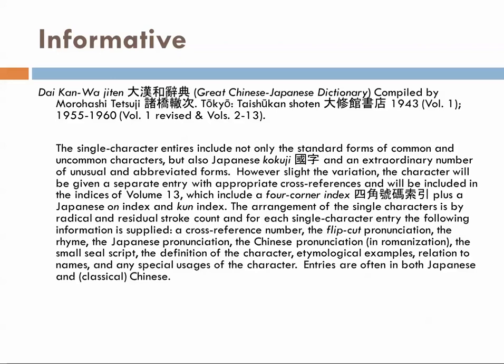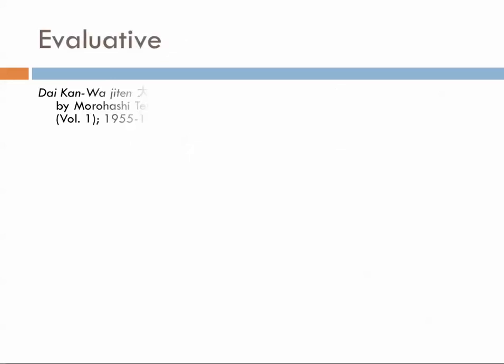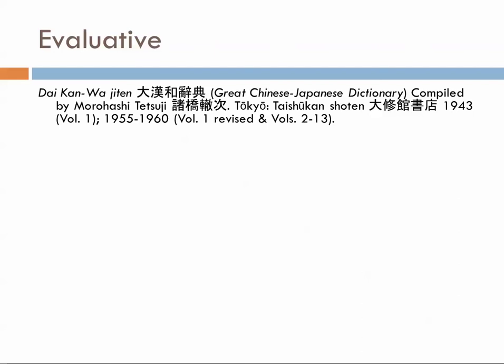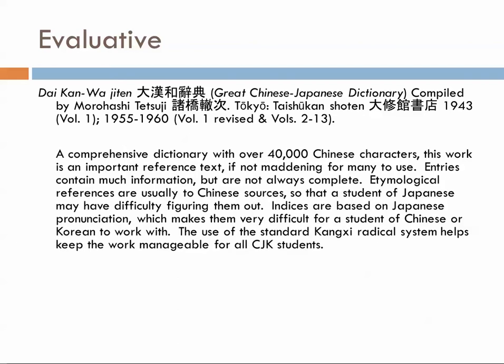Now let's look at an evaluative entry for the same book. The top part won't change. It will be the same regardless of whether you're writing an evaluative or an informative entry. Here's the evaluative entry. A comprehensive dictionary with over 40,000 Chinese characters, this work is an important reference text, if not maddening for many to use. That right there is an opinion.